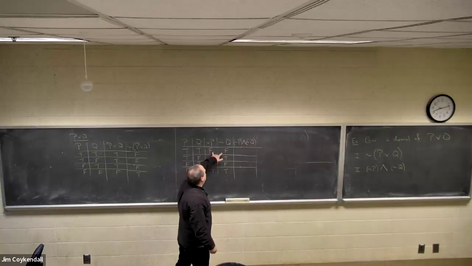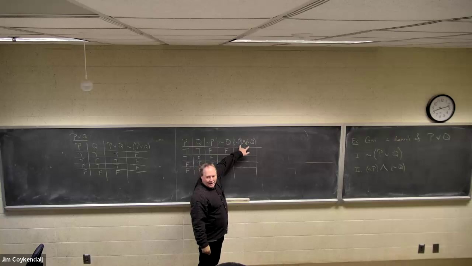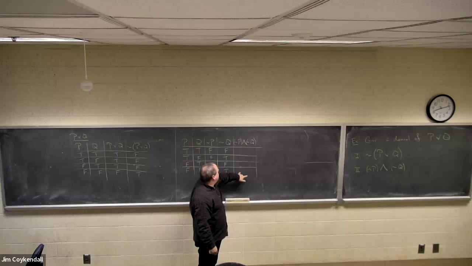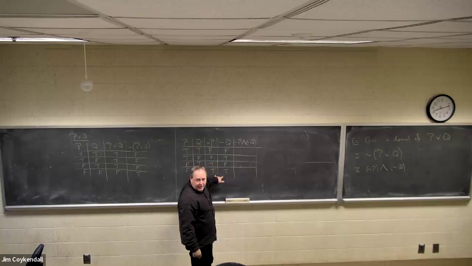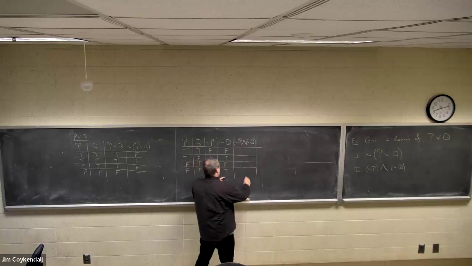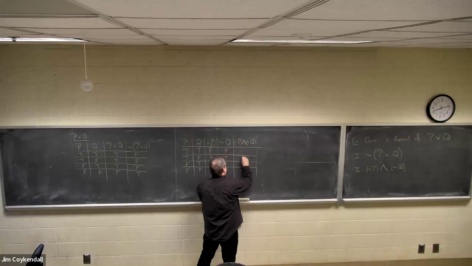Okay, so we've got to look at these columns. This is an and, right? So the only way to get a T here is you got to pair up on the T's. Everybody agree with that? The only way that we pair up on the T's is right here.